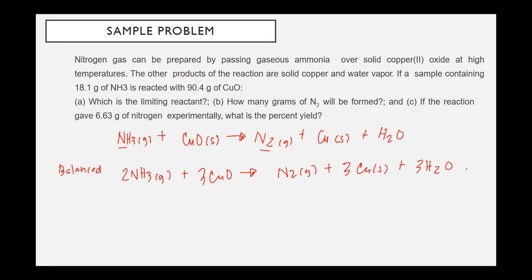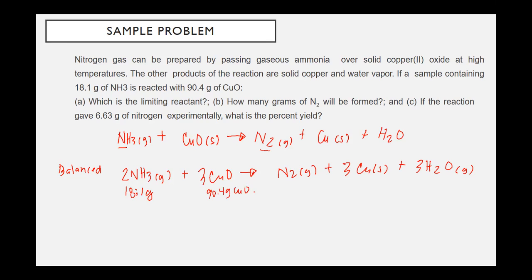So you can pause this para ma-check nyo kung paano ko nakuha yung balanced equation, or para matry nyo siya yourself. So the next one, pag nakuha na natin yung balanced reaction, we can now identify the limiting reactant. May given tayong grams ng NH3. Sabi meron daw tayong 18.1 grams. And meron naman tayong 90.4 grams CuO.